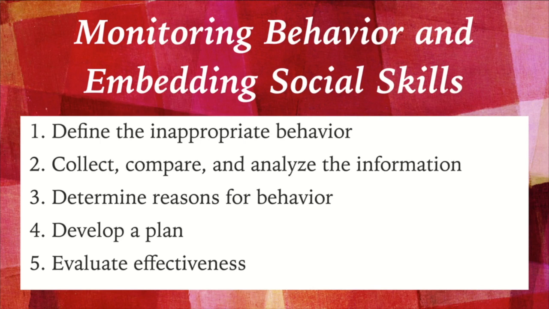There are processes that help us monitor behavior and social skills, and methods to collect data on it as well. The steps to this process are: 1. Define the inappropriate behavior. 2. Collect, compare, and analyze the information. 3. Determine the reasons for behavior. 4. Develop a plan. And 5. Evaluate effectiveness. Some ways we can work with students on this is to have one-on-one meetings and use tools like behavior contracts, reward systems, and self-assessments.